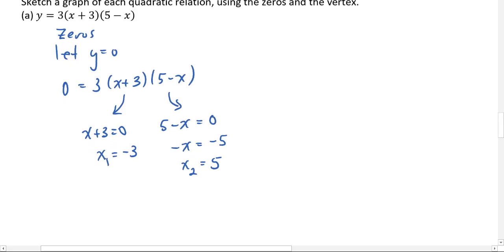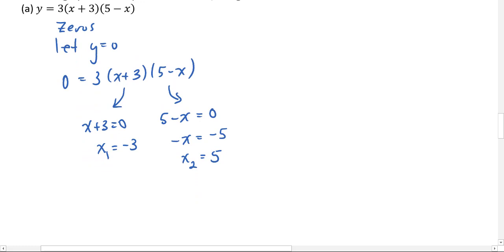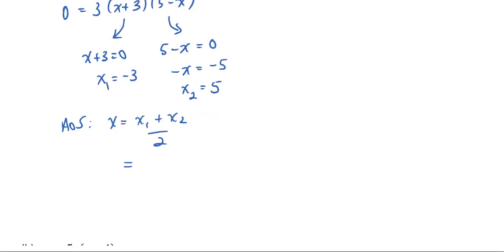Once we have the zeros, we can find the axis of symmetry. I'm just going to call it the AOS. We're going to use x equals x1 plus x2 divided by 2. So we're going to sub in the zeros, -3 plus 5, and divide it by 2. So it gives us an axis of symmetry of 1.